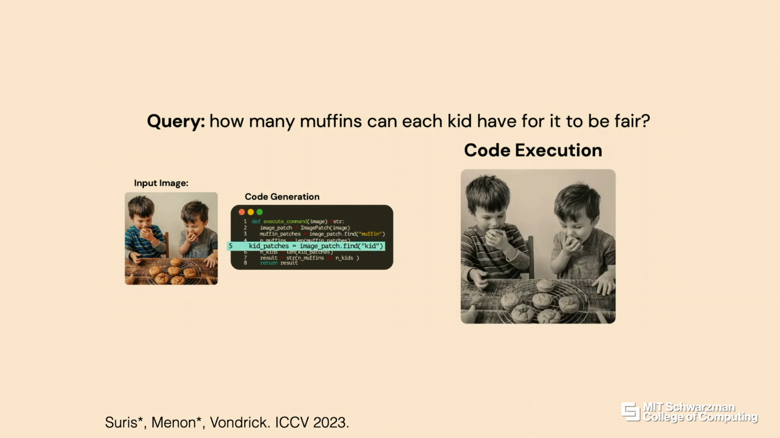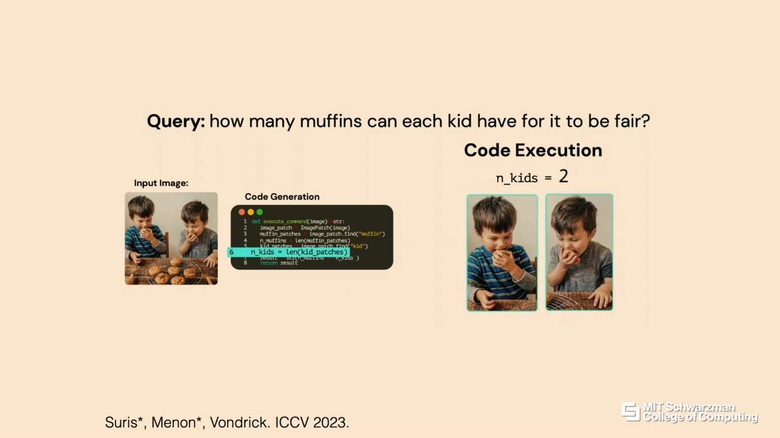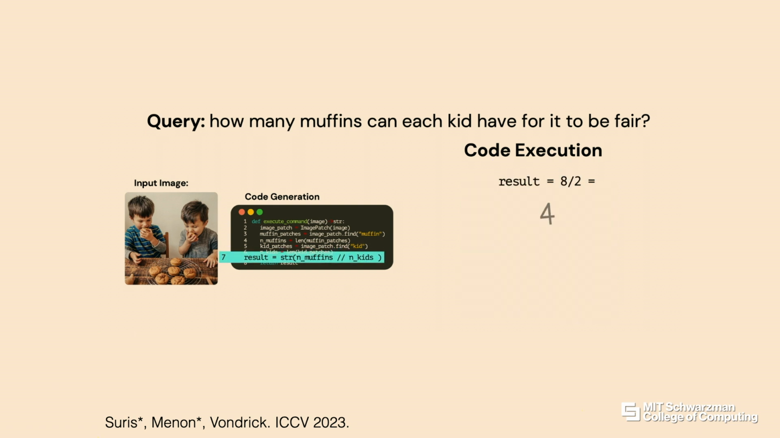It says 8. Then you look for how many kids there are, the patches that contain kids. Then you count them. There are 2 patches. And then you compute the division of 8 divided by 2. That gives you 4. So the answer to this question is 4. So it's just a much more interesting usage of how different tools that you can run on images will allow you to answer this question. So let me go into detail now on how all this works.